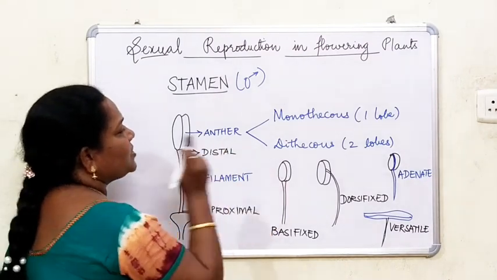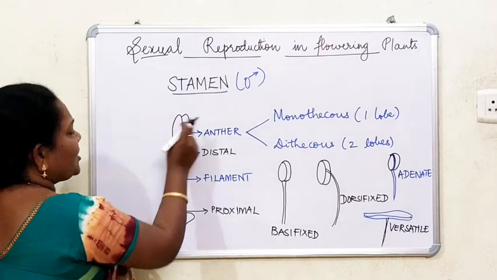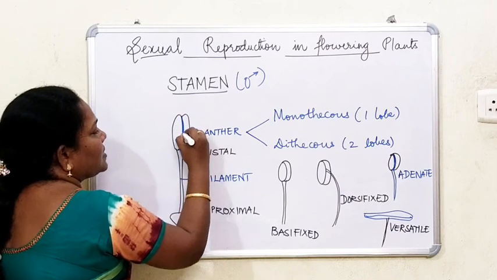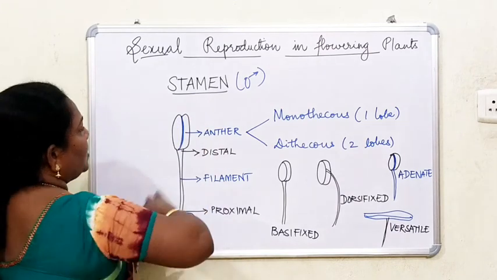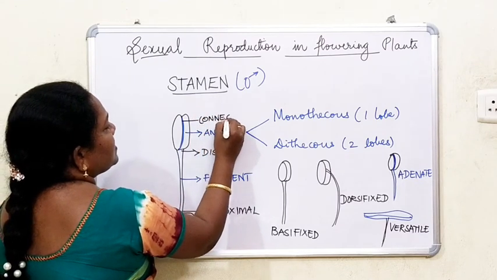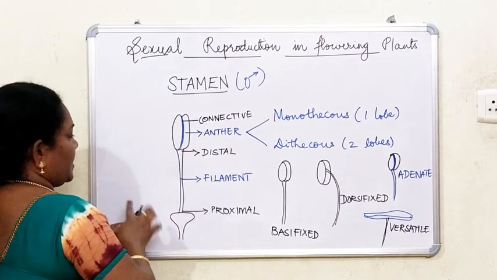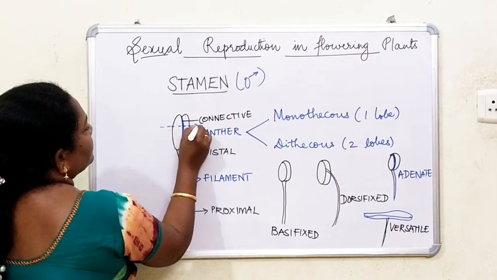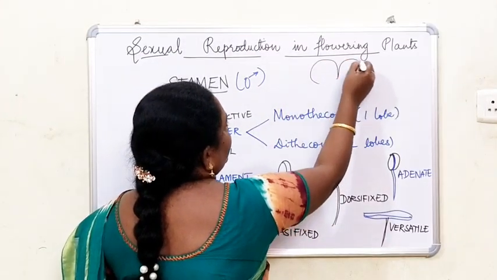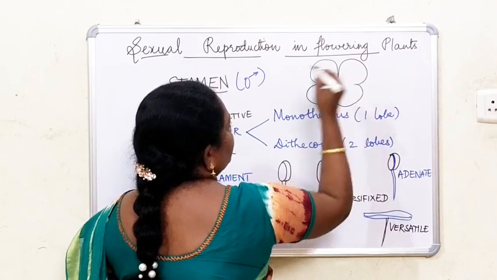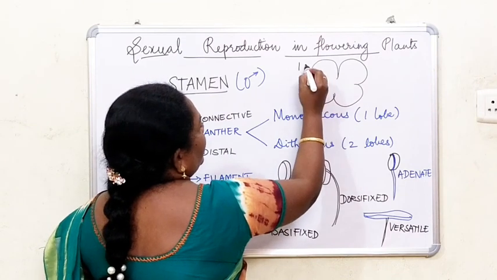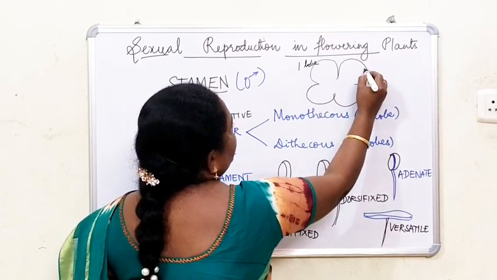Now when you take a section of the anther, both the lobes are connected by a connective tissue. You call this the connective. This connective will be sterile. When you take a section of the anther, you can see a structure like this. These two are considered to be one lobe, and this is the other lobe.